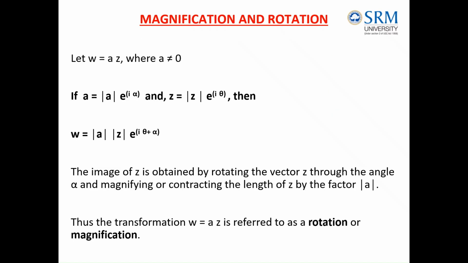Next we are going to see magnification and rotation. So the transformation w equal to az will give you magnification or rotation according to what is the value of a. So if a is real, you will get a magnified image. If a is imaginary, you will be getting it as rotation. If a is both real and complex together, it will give you a rotated and magnified image.